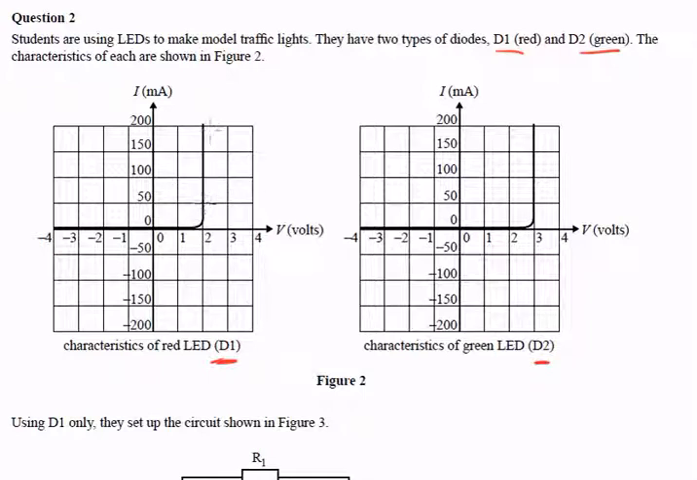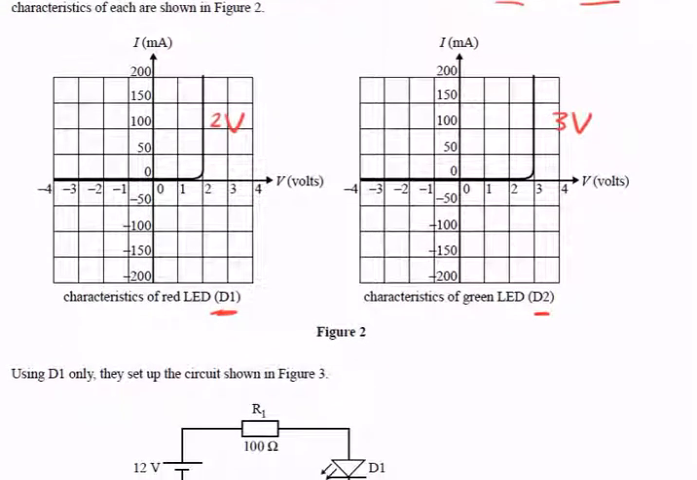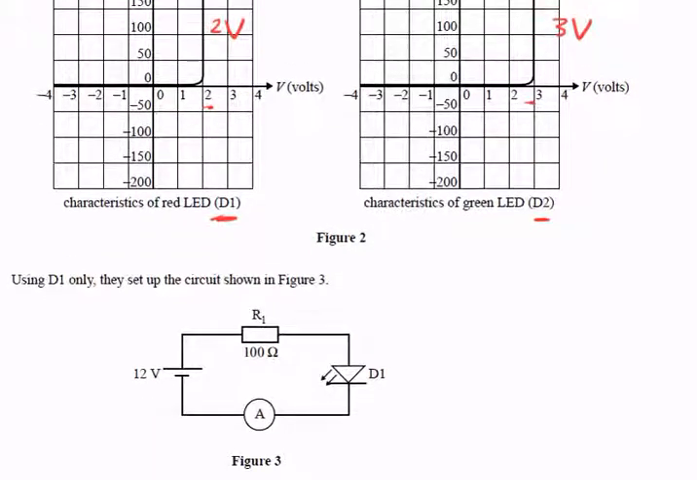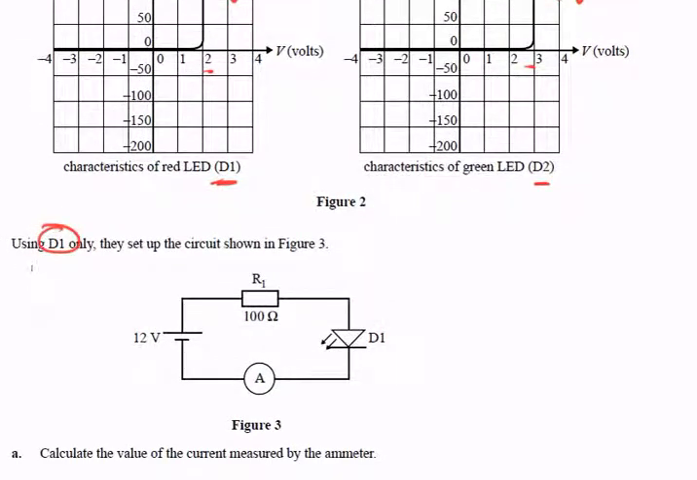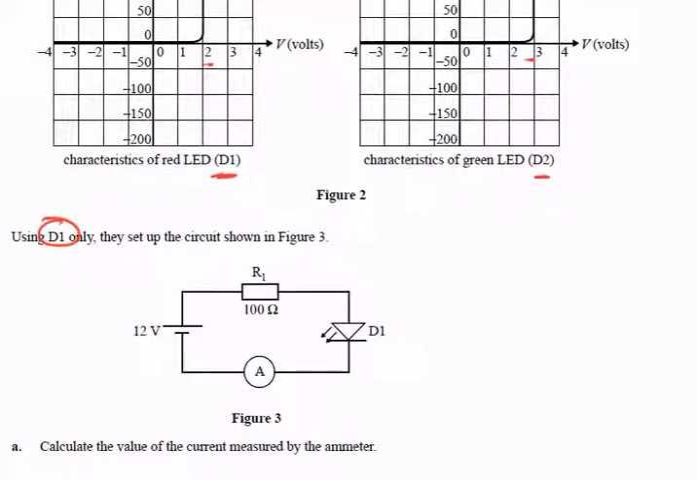And straight away I know this has a threshold voltage of 2 volts for D1. This one has a threshold voltage of 3 volts. This is where it goes up at 3 here and 2 here. Alright, so let's set up a circuit only using D1, like this. Calculate the current shown by the ammeter.